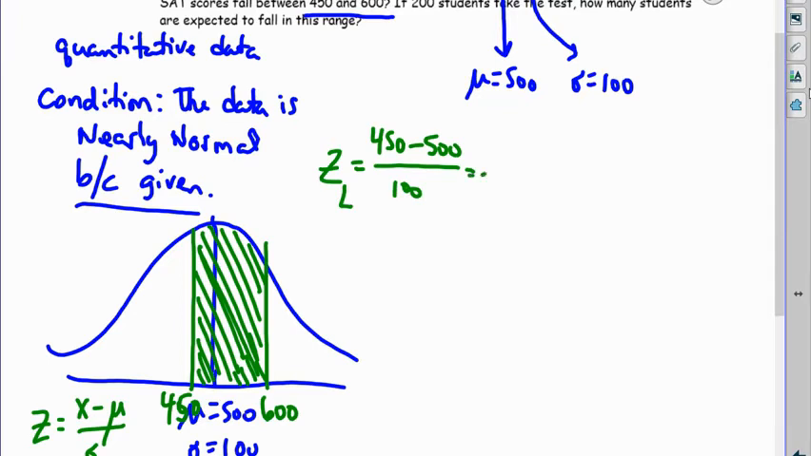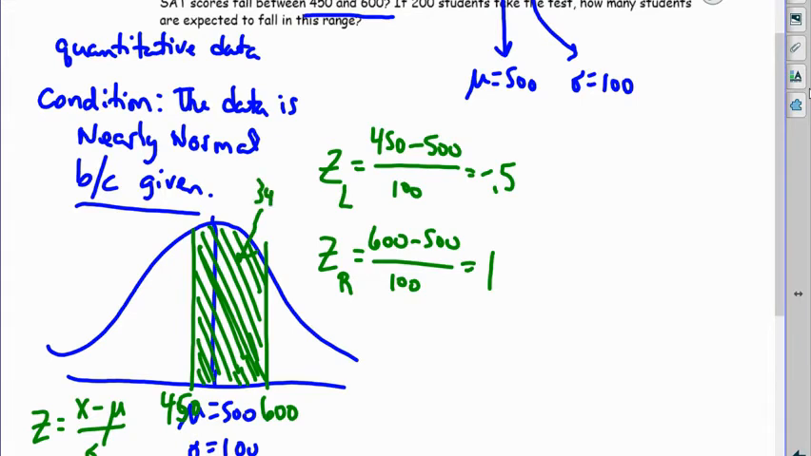My low z-score is negative 0.5. My z-score for the right is 600, so it's 500 over 100, and that happens to be a nice, oh, not 2, actually 1. A nice even 1. So I actually know the area of this right here is 34% because it's half of 68%. But that's just this right side from 0, like right here.